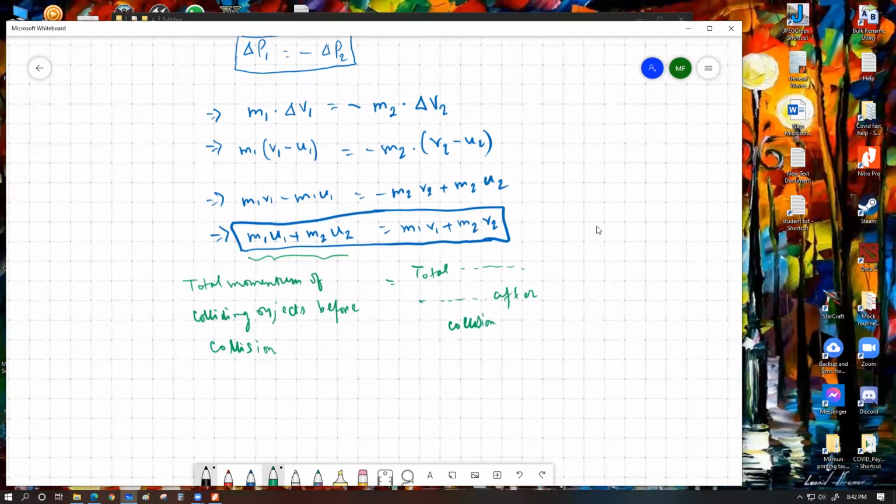If you ever want to write a sentence description of this law, let's say the question says state the law of conservation of linear momentum, you're just going to write this whole thing in a sentence. So if I was trying to write this law in a sentence, I'm going to write it this way: total momentum of colliding objects before collision is equal to, so I'm going to write this equals sign as a word, this whole thing is equal to this whole thing, and that's the statement of the law of conservation of momentum.